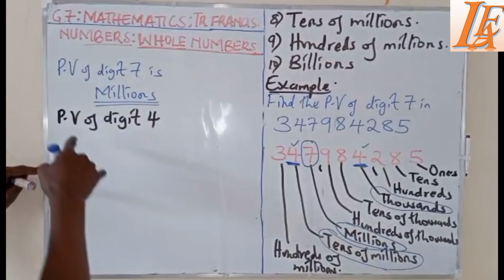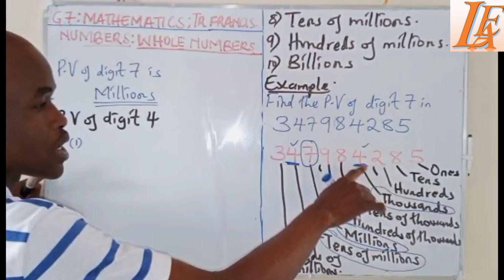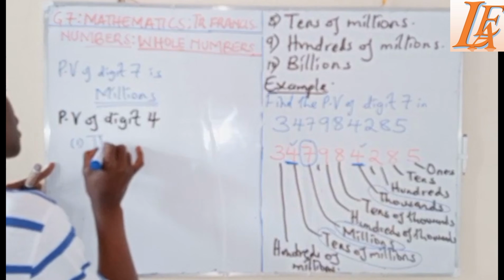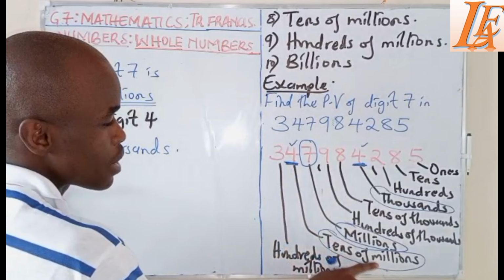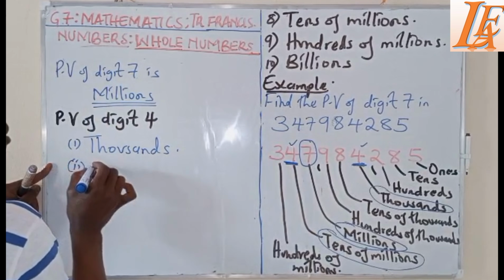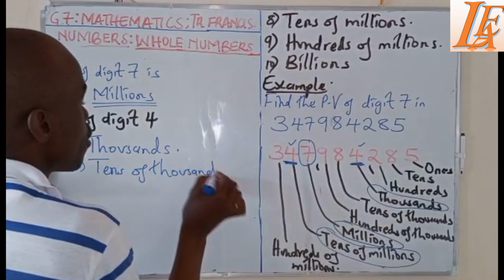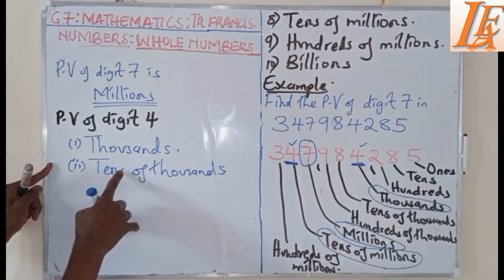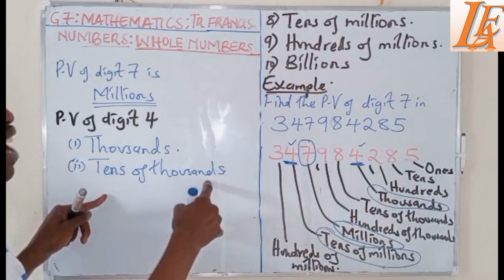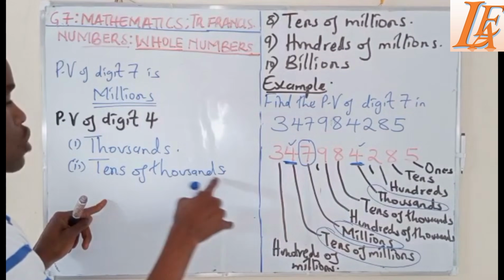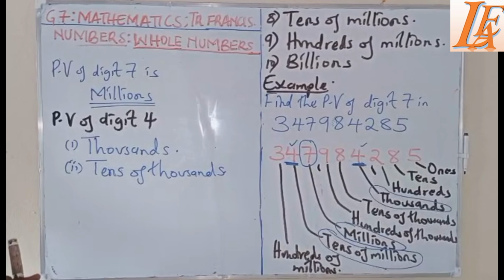Therefore, we say the place value of digit 4 is, number 1, the first digit 4 is in the place value of thousands. The second one is in the place value of tens of millions. And focus that it is not just ten of millions, it is tens of millions. This S shows the position. You can now pause and do more examples as we proceed.